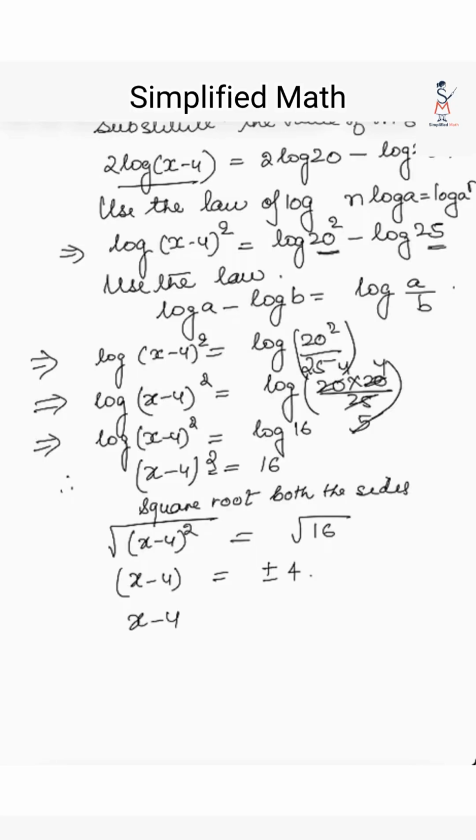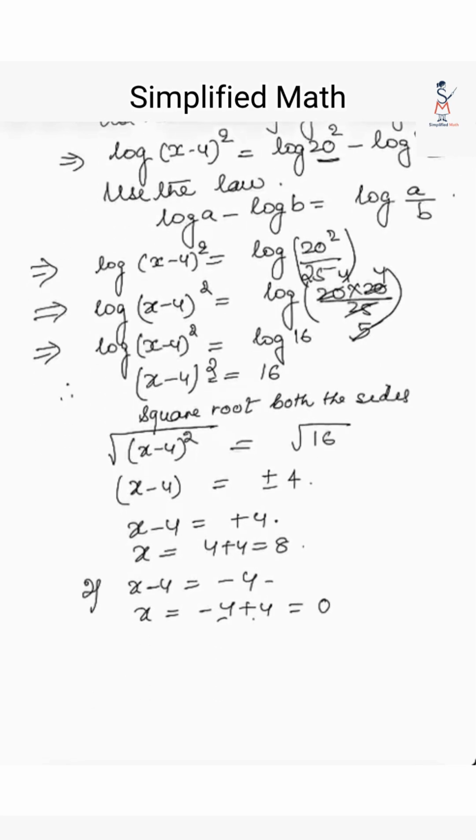So x minus 4, let's take plus 4 first. So x will become 4 plus 4, that is 8. Now if x minus 4 is equal to minus 4, then x will become minus 4 plus 4, that is 0. So we got two values of x: x is equal to 8 and 0. Now which value do we have to take, or do we have to take both the values? That depends on my log.